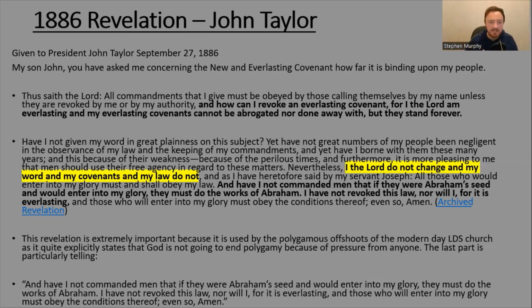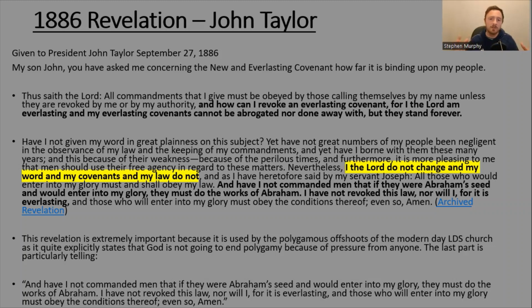"I, the Lord, do not change, and my word and my covenants and my law do not. And as I have heretofore said by my servant Joseph, all those who would enter into my glory must and shall obey my law. And have I not commanded men that if they were Abraham's seed and would enter into my glory, they must do the works of Abraham? I have not revoked this law, nor will I, for it is everlasting, and those who will enter into my glory must obey the conditions thereof, even so, amen."